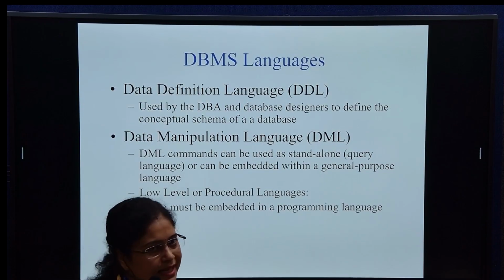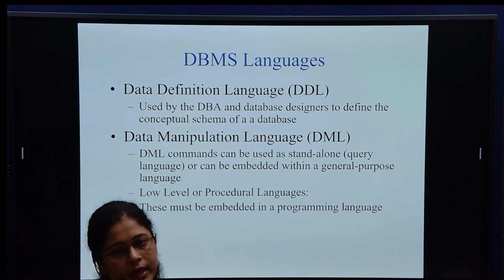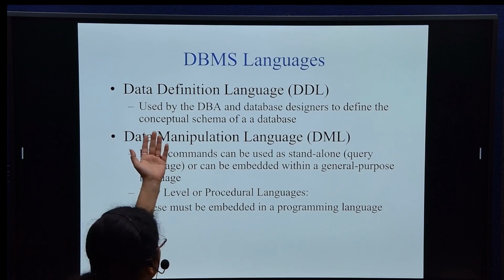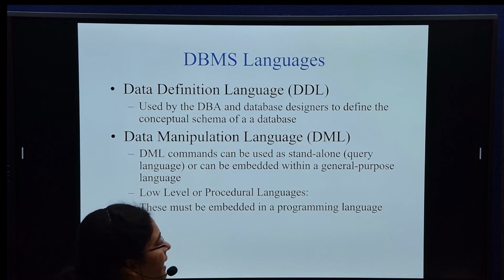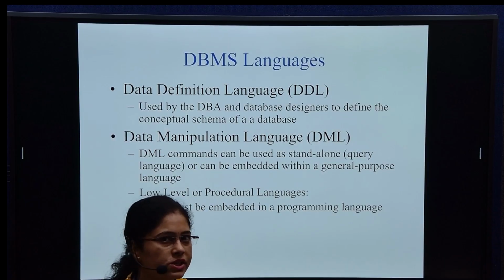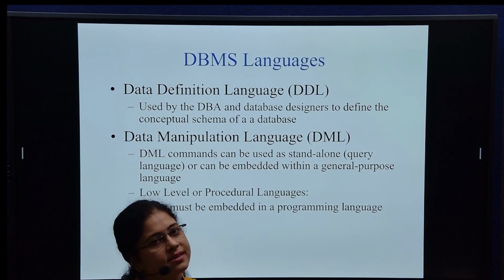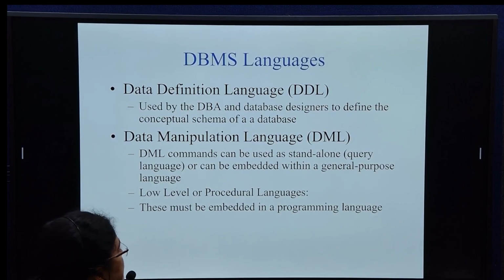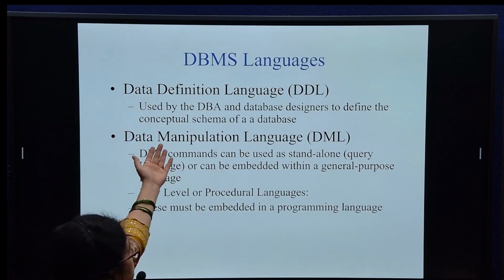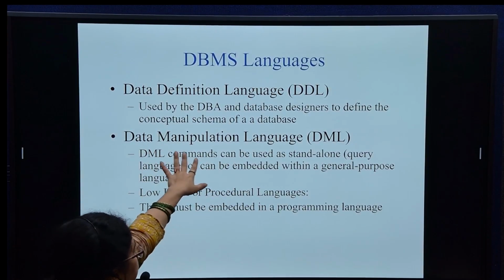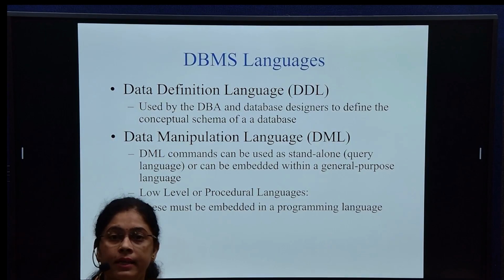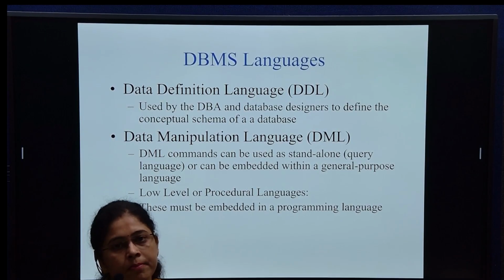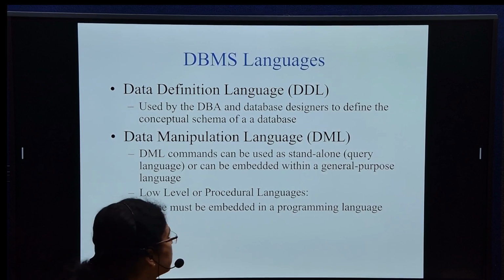Next, DBMS languages. We are using two or more languages here. Here I have described two languages, DDL and DML. DDL is data definition language and DML is data manipulation language. As its name specifies, DDL is where the database is designed. It is used by the DBA and database designer to define the conceptual schema of a database, where SQL commands to insert data, alter data and drop data will be used.